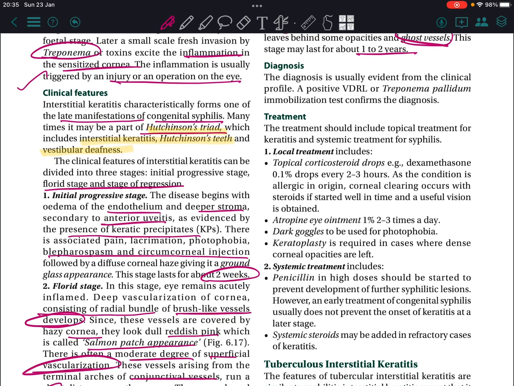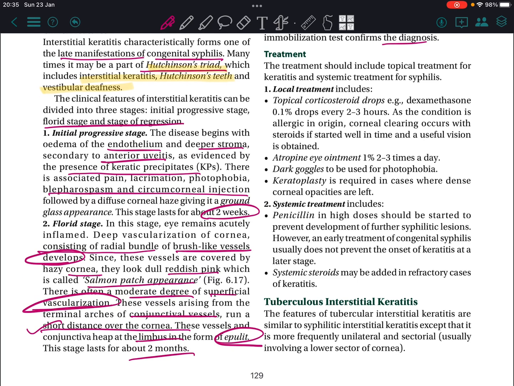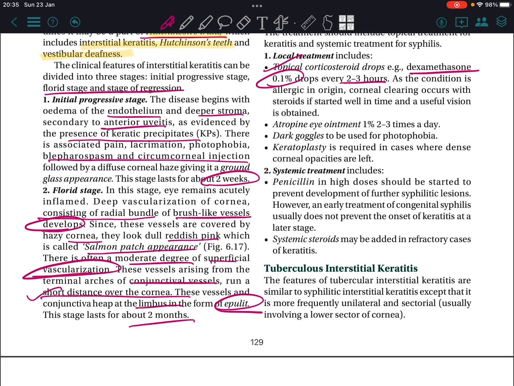Diagnosis is usually evident from the clinical profile. A positive VDRL or Treponema pallidum immobilization test confirms the diagnosis. Treatment: local treatment includes topical corticosteroid drops, dexamethasone 0.1% drops every 2 to 3 hours, as the condition is allergic in origin. Corneal clearing occurs with steroids if started well in time, and useful vision is obtained.